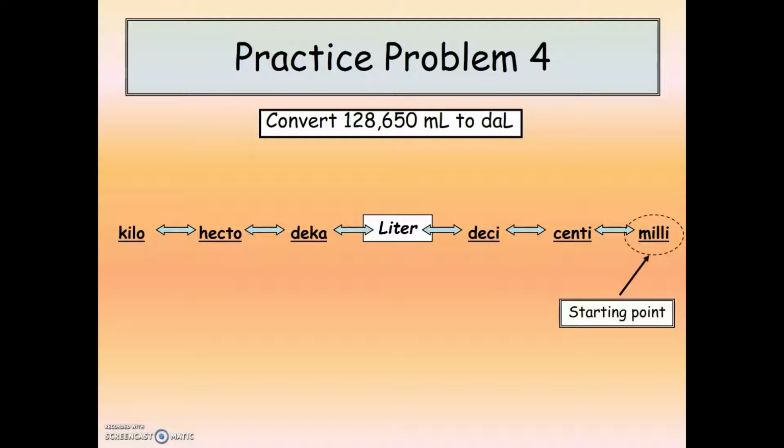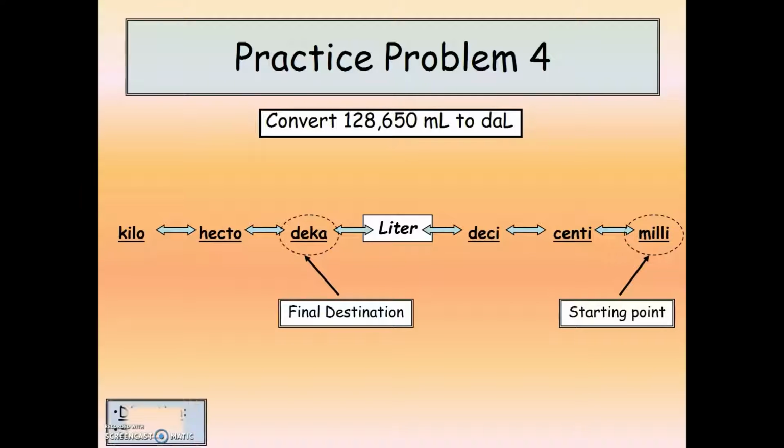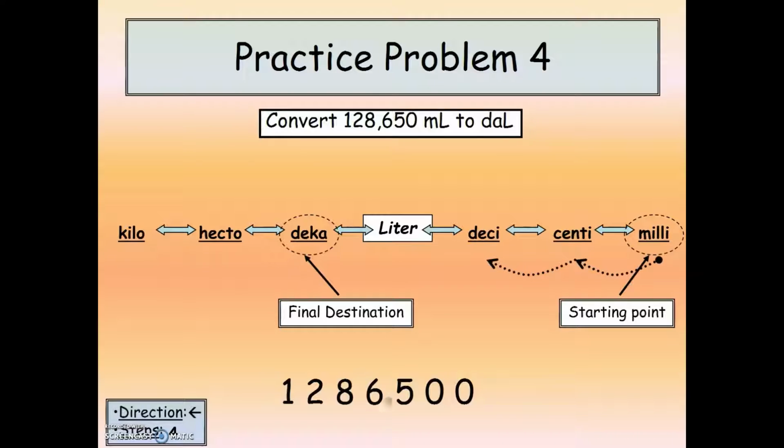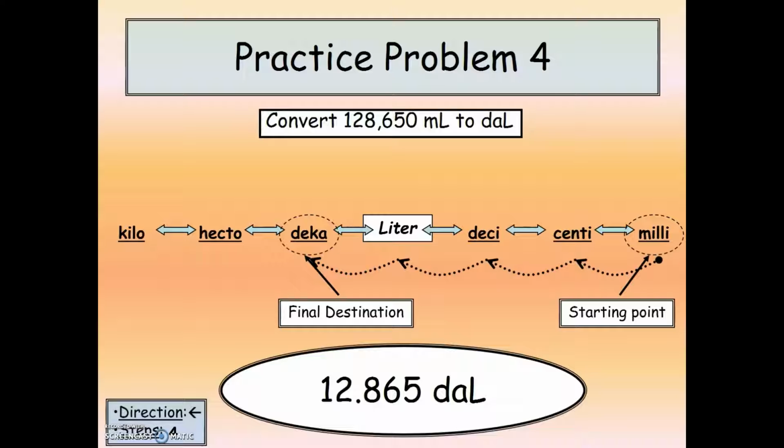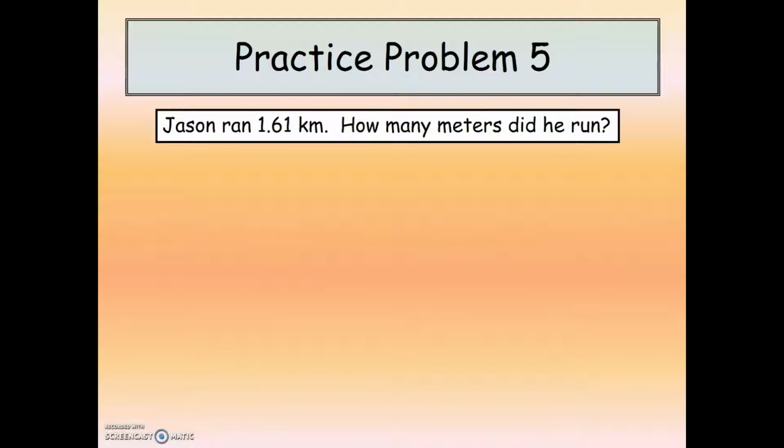Now 128,650 milliliters to decaliters. We're starting, again, on the right. We're ending on the left. Again, we're stepping this time 4 steps to the left. So we're going to move our decimal point to the left 4 spots. And that's going to give us 12.865, or you can round to 12.9 decaliters.